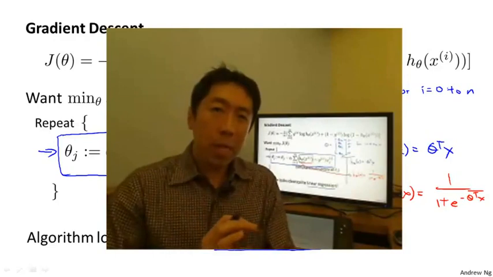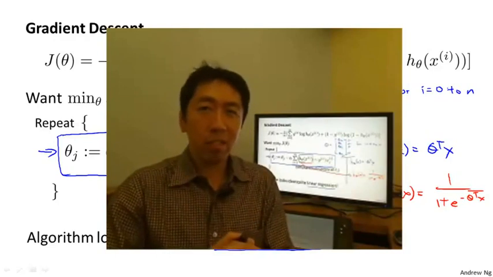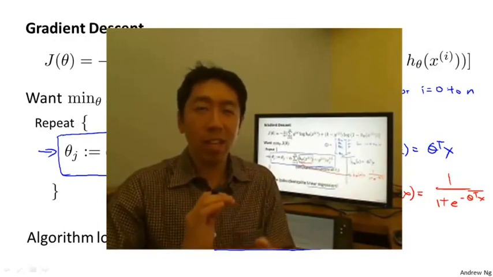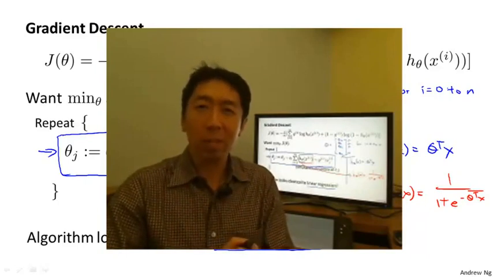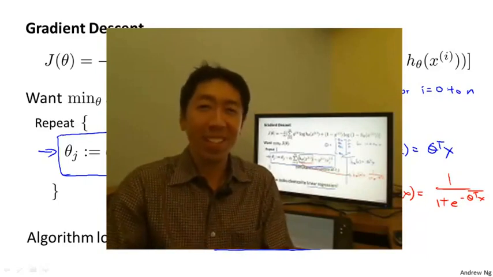So that's it. You now know how to implement logistic regression, and this is a very powerful and probably the most widely used classification algorithm in the world, and you now know how to get it to work for yourself.